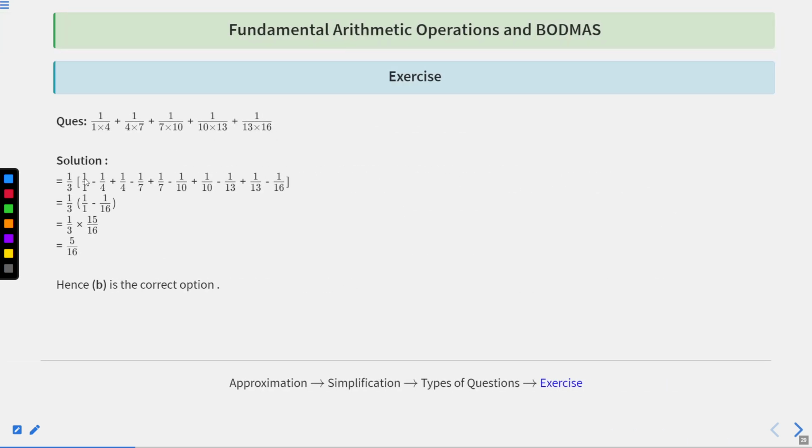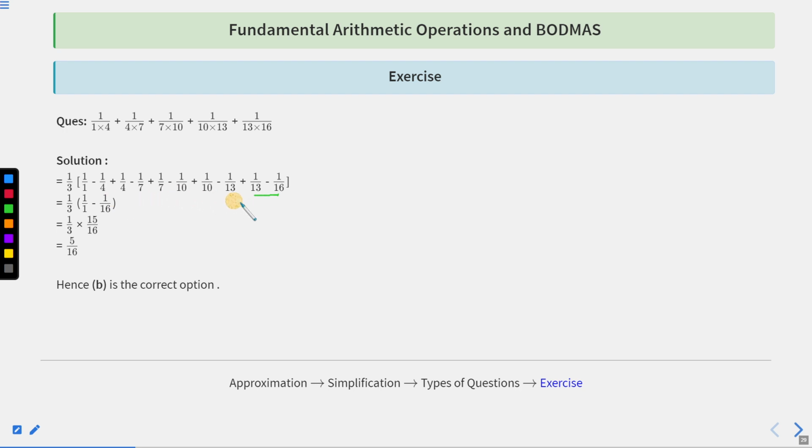So the solution here, taking 1 upon 3 common, we will have 1 upon 1 minus 1 upon 4, because if you see, it is nothing but 3 upon 4, correct? This thing is actually 3 upon 4 and we have taken 3 common. So we are actually doing it correctly here. So the second term becomes 1 upon 4 minus 1 upon 7. The third term becomes 1 upon 7 minus 1 upon 10, plus 1 upon 10 minus 1 upon 13, plus 1 upon 13 minus 1 upon 16.